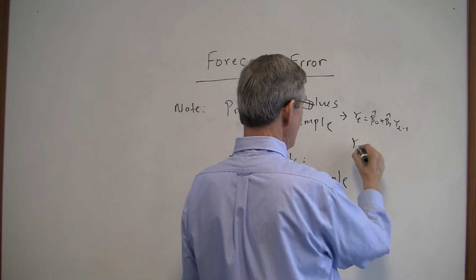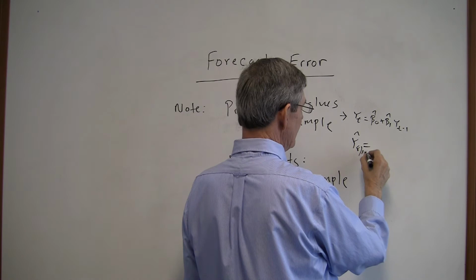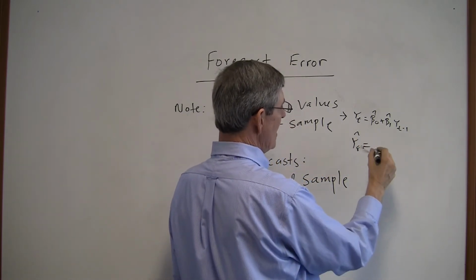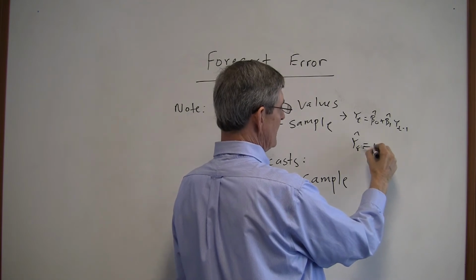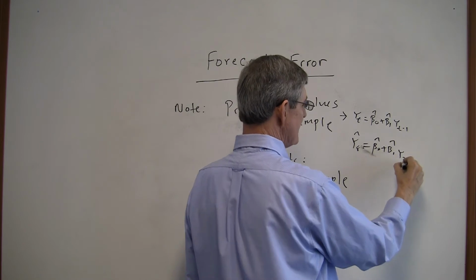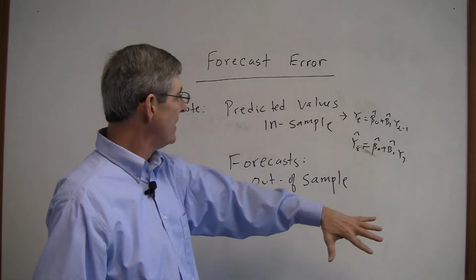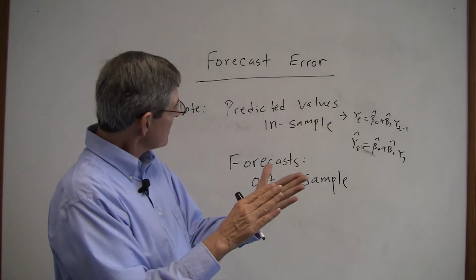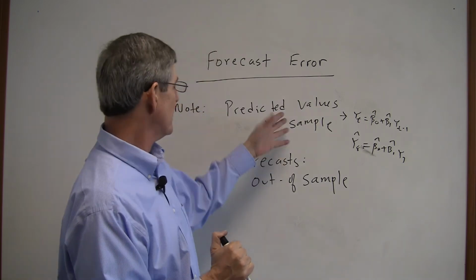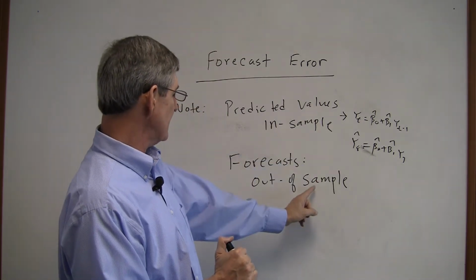Say, well, y8 hat given t, given 100, you don't usually do that for this. This is just a predicted value. y8 hat is beta naught hat plus beta 1 hat y7. That's a prediction because it's in sample. You've estimated the model with all the hundred observations, and then you predict within the data that you used. These are usually way more accurate than out of sample forecasts.